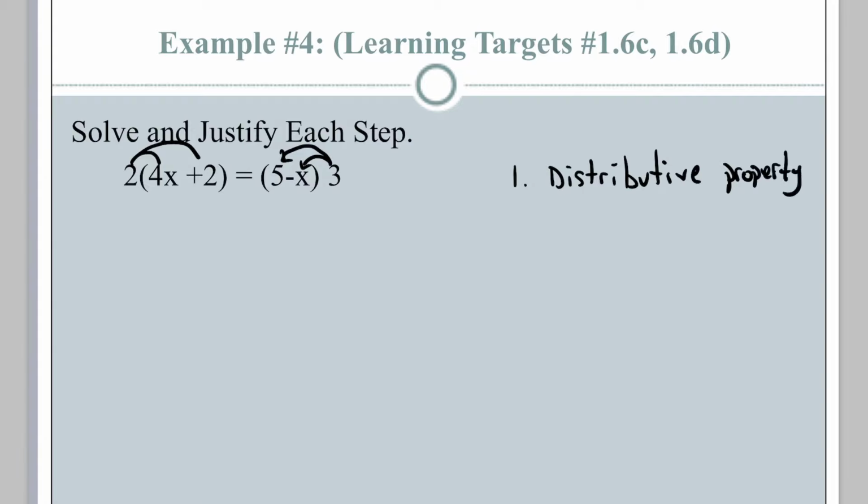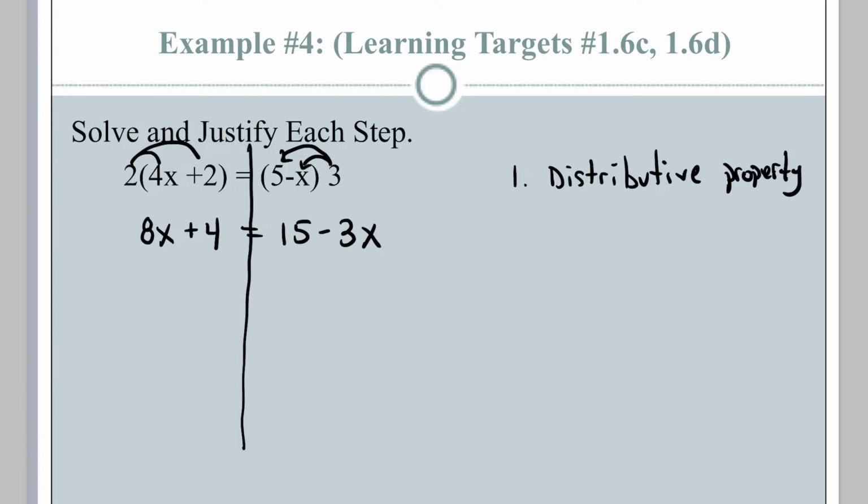So the distributive property, and when I use the distributive property, I'm going to end up with 2 times 4. Remember, we only multiply it by the coefficient. So it's 8x plus 4 equals 15 minus 3x. I'm going to draw the line through the equal sign. Notice that I am keeping my work nice and neat, going directly down in columns. That way I can easily see my terms.